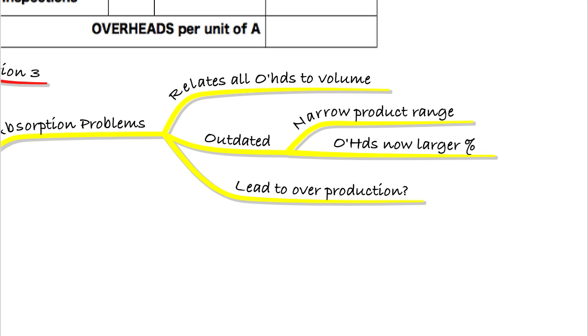Nowadays, we think of that as being a bad thing, because if we have overproduction and that production isn't sold, it'll be held in inventory. That ties up cash and is also an inefficient use of the resources of the business. So absorption costing can lead to overproduction because we can get our cost per unit down by producing more, but that's a bad thing in modern terms. We want to produce as much as we can, but only as much as we can sell.